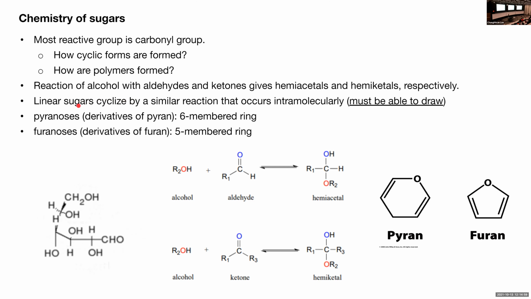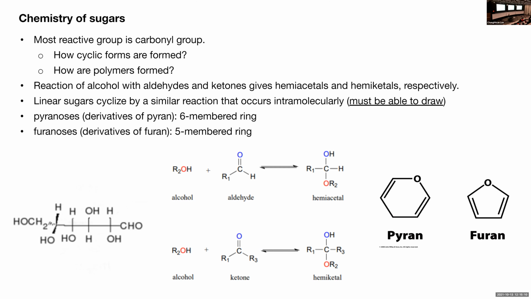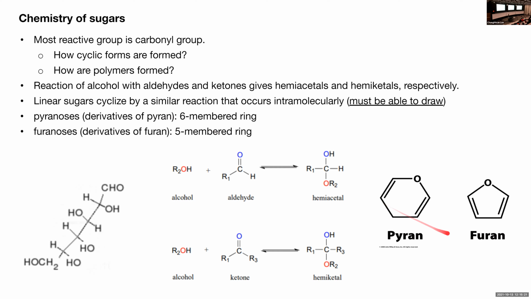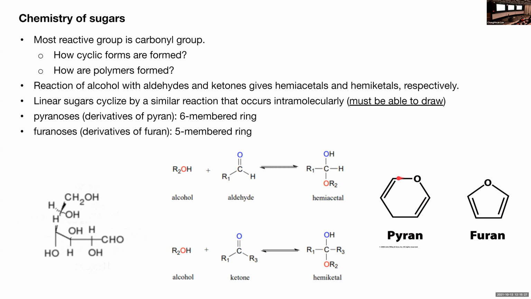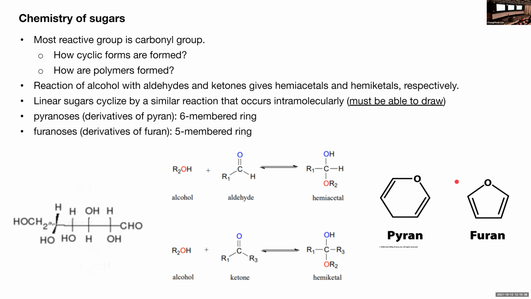I already talked about this, and again, you should at least understand how this cyclization happens and what functional groups are involved. There are two different types of cyclic forms of sugars. Pyranoses are derivatives of pyran, which has a six-membered ring, so it has 5 carbons and one oxygen. Another one is furanoses, which are derivatives of furans. So they have a 5-member ring.